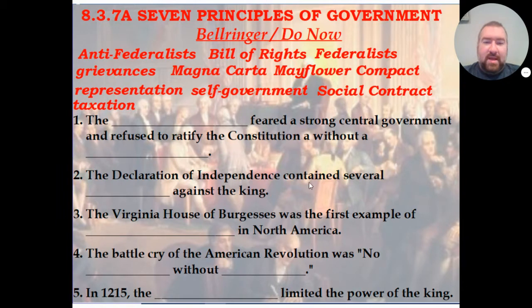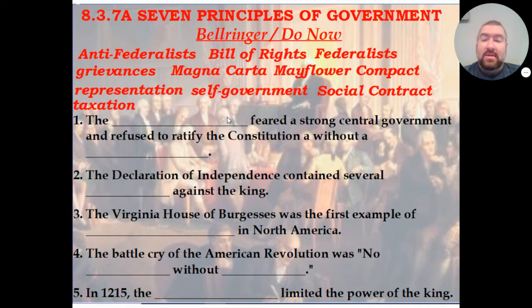The Declaration of Independence contains several blank against the king. So first of all, key concept there is going to be the Declaration of Independence. There are several things we got to know about the Declaration of Independence, but it says contained several. That means a list of something, against the king. So if you remember, the Declaration of Independence declared independence. Why did we want independence?